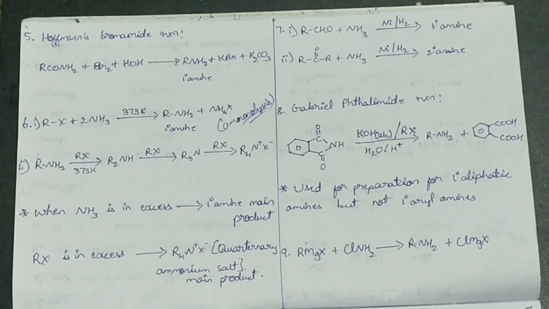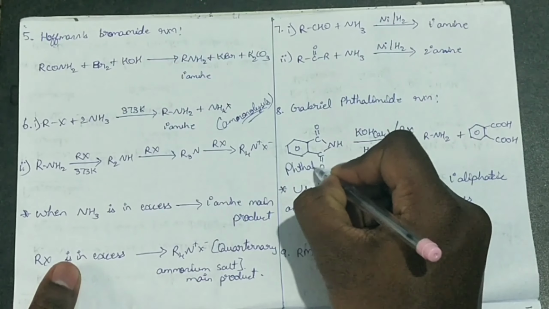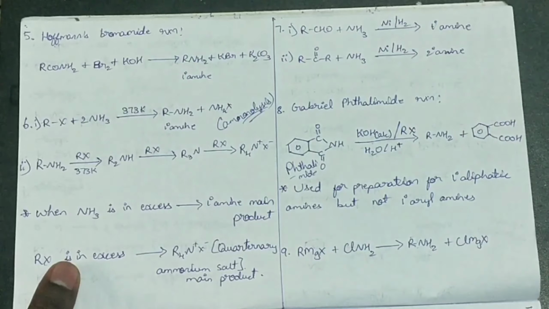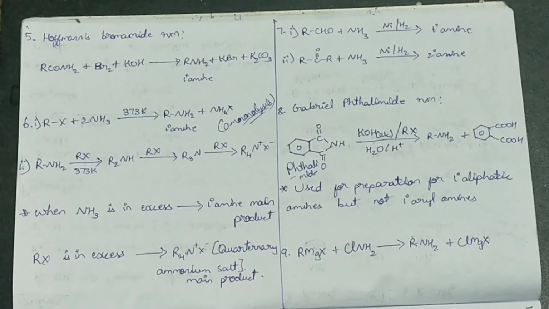The next reaction: aldehyde reacting with ammonia gives a primary amine. Next, ketone reacting with ammonia gives a secondary amine. The next preparation method is the Gabriel phthalimide reaction, where phthalimide reacts with alcoholic KOH to give N-alkyl phthalimide, and the N-alkyl phthalimide on hydrolysis with H2O gives a primary amine and phthalic acid.